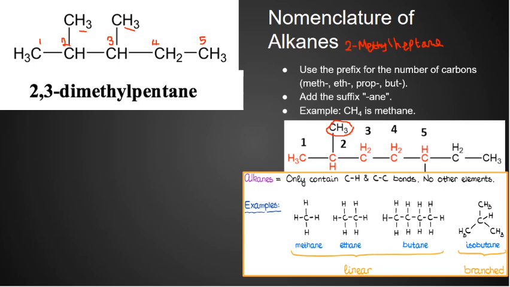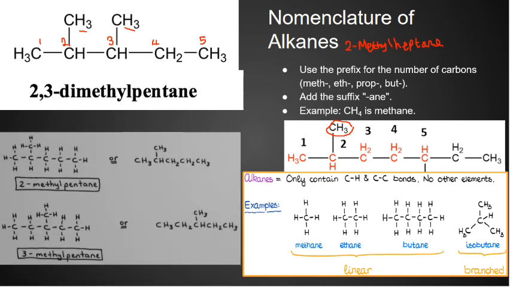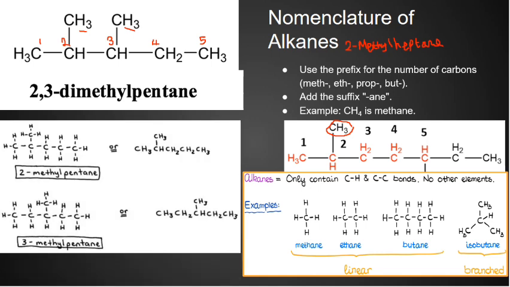Let's assume that we have another methyl here at position 4. Then it's going to be 2, 3, comma again, then 4, hyphen trimethylpentane. So it's going to be tri if we have another methyl group at this position 4. Okay.